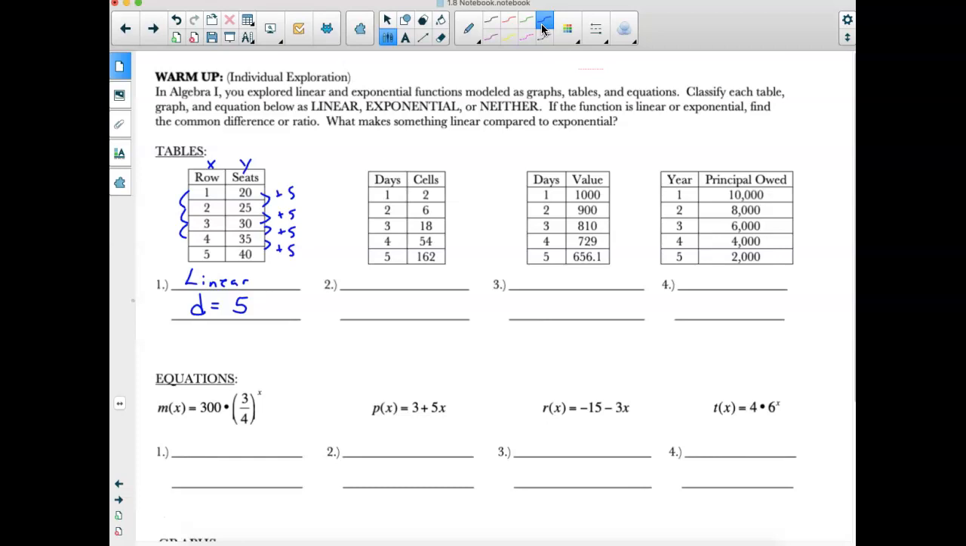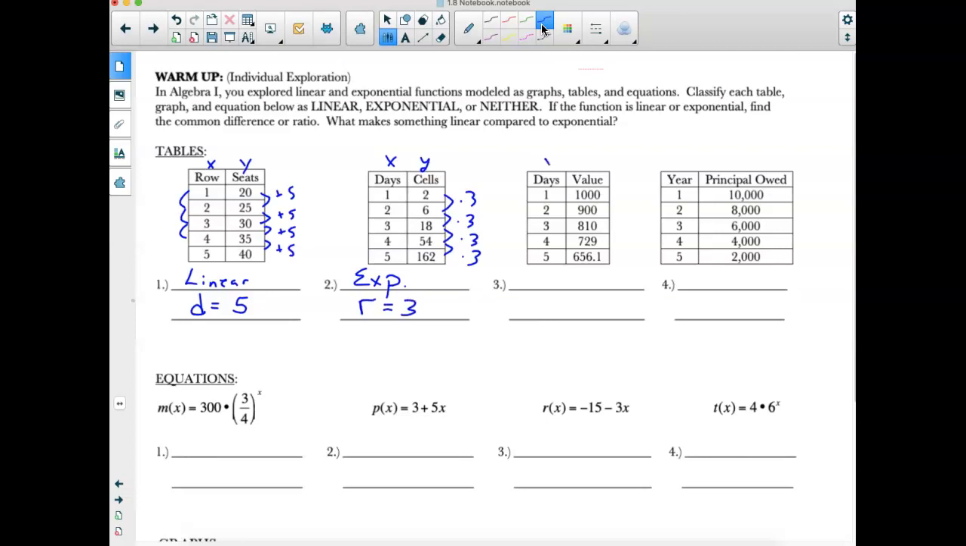When I look at data number 2, I got an X and I got a Y. If I go 2 to 6, 6 to 18, I'm obviously not adding the same number like before, but if I take 2 times 3, and 6 times 3 gives me 18, and 18 times 3 gives me 54, and 54 times 3 gives me 162. Back in the day, repeated multiplication is an exponential function, and exponential functions have what's called a common ratio, and the common ratio, R, is what you are multiplying by each time. In this case, it would be 3.